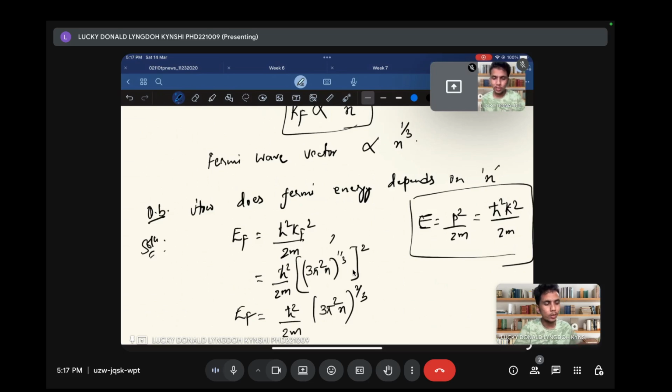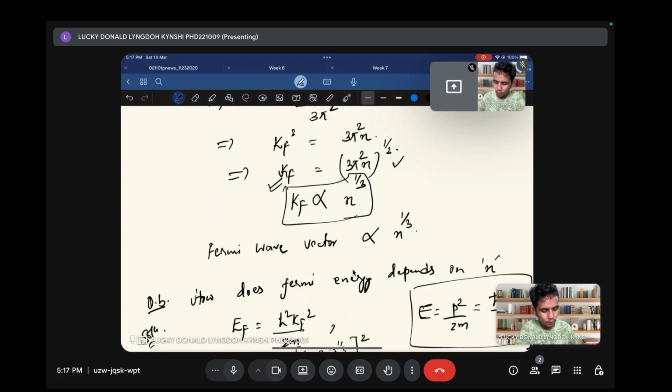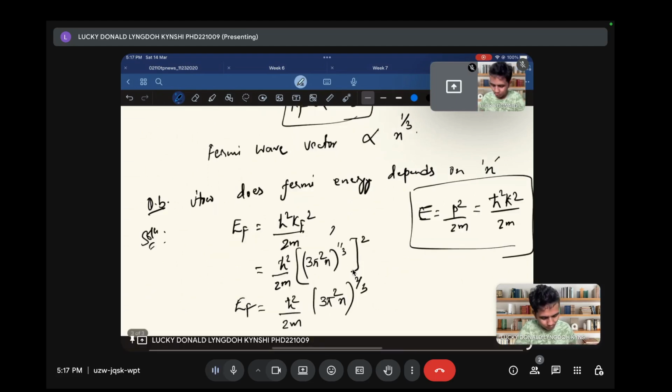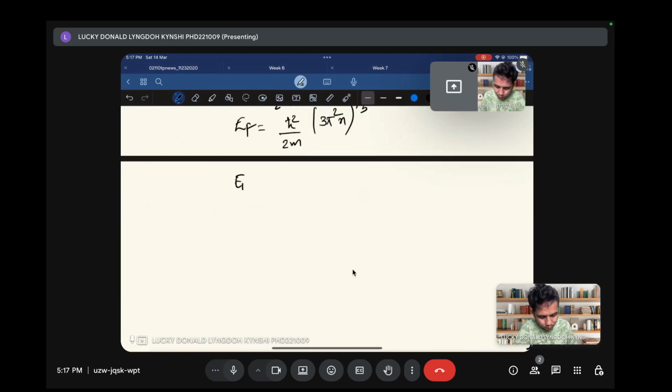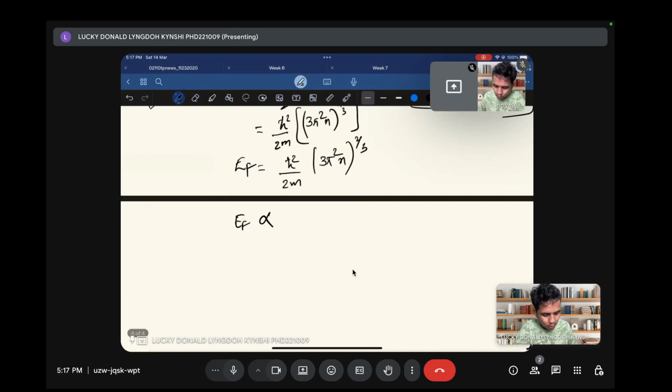That means you first find kF, the Fermi wave vector, and how it depends on n. Once you get that, the Fermi energy is easy. You just use the direct formula: EF is equal to ħ²k²/2m. Then you put in the value of the Fermi wave vector from the result you got from question number A. So here you will get something like EF is proportional to n to the power 2/3.